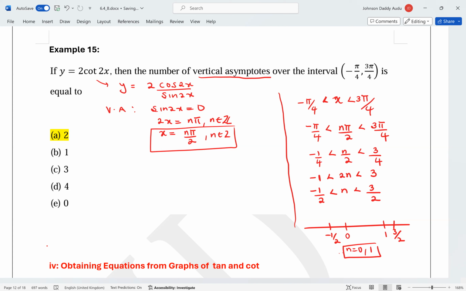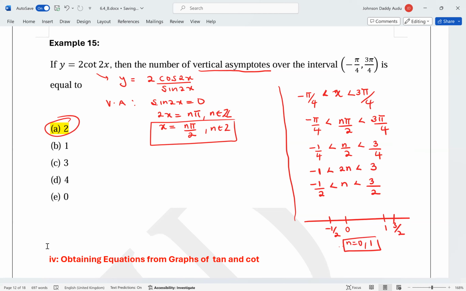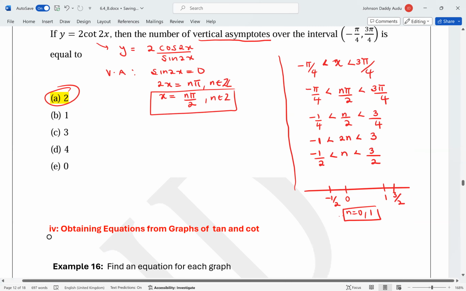So it means we have only 2 vertical asymptotes, right? So that's the end for this one. In our next video, we will see how to obtain the graphs of cotangent and tan, and how to obtain the equations from the graph. Thank you for watching.